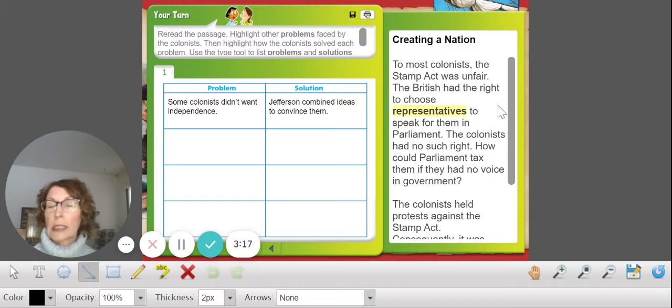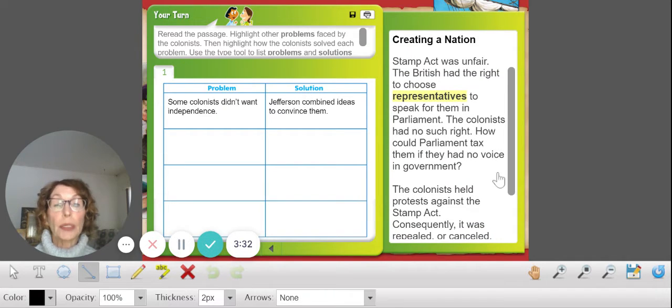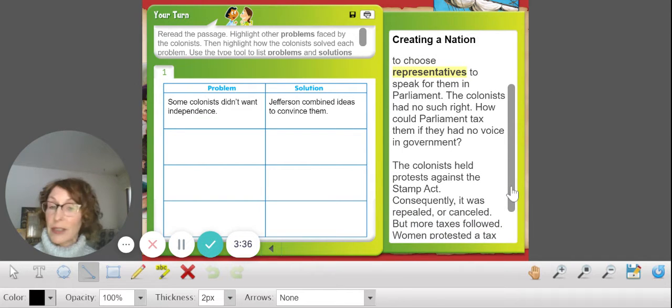To most colonists, the Stamp Act was unfair. The British have the right to choose representatives to speak for them in Parliament. The colonists had no such right. How could Parliament tax them if they had no voice in government? The colonists held a protest against the Stamp Act. Consequently, it was repealed or canceled.